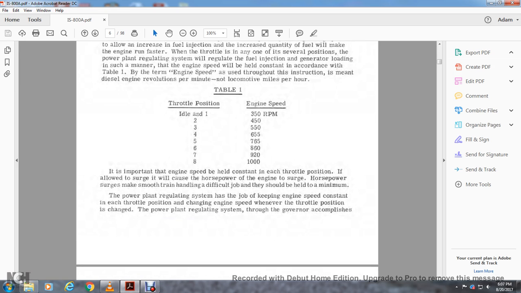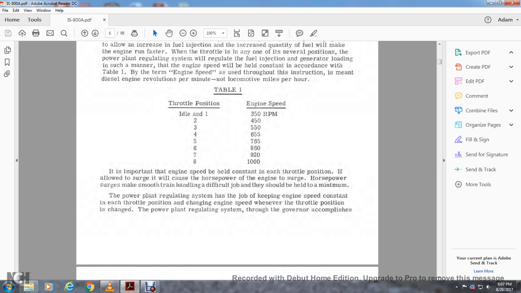It's important for the engine speed to be held constant at each throttle position, which allows the engine to recover from horsepower surges. Horsepower surges make for a difficult job for the train, but these should be held to a minimum. The power plant regulating system has the job of keeping the engine speed constant at each throttle position, changing the engine speed only when the power position changes.